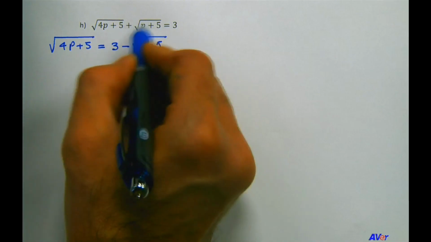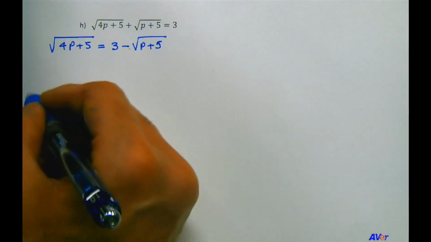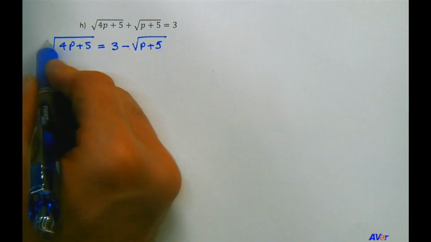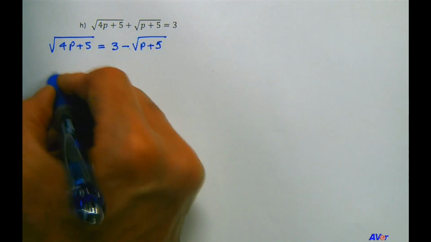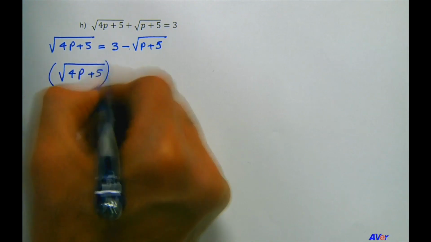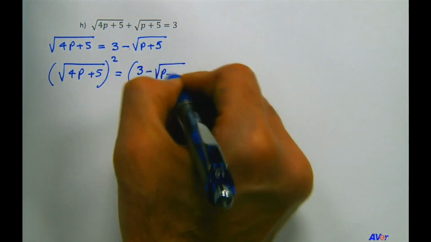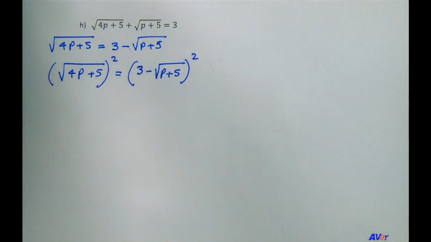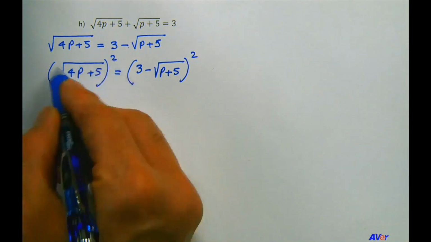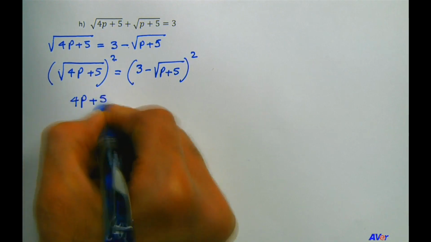So it was positive on this side. When I moved it, it became negative. Now, the appropriate power to raise this to would be the second power, right? Why? Because these are square roots. So, square root of 4p plus 5 squared equals 3 minus square root of p plus 5 squared. Okay? On the left, things are easy because this 2 and this square root cancel each other out. We end up with 4p plus 5 equals.